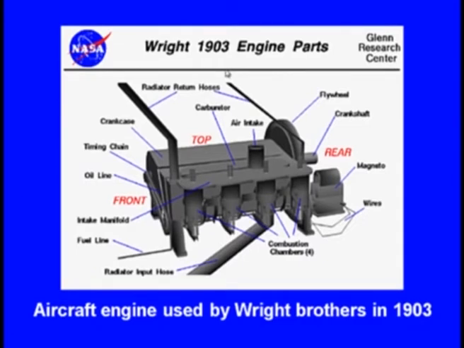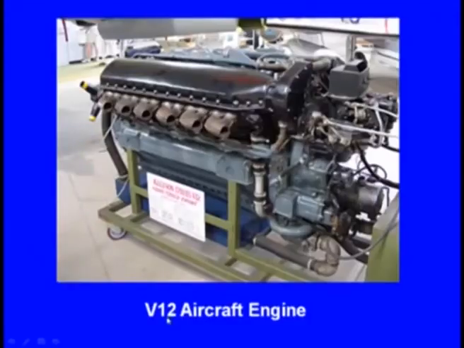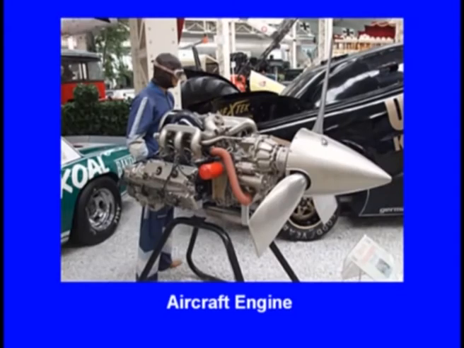This engine was manufactured by metal casting. This is a 12-cylinder aircraft engine. 12 cylinders are there. Engine block, again this is manufactured by metal casting. This is an aircraft engine, you can see here, and here you can see this is the engine. This engine is manufactured by metal casting.